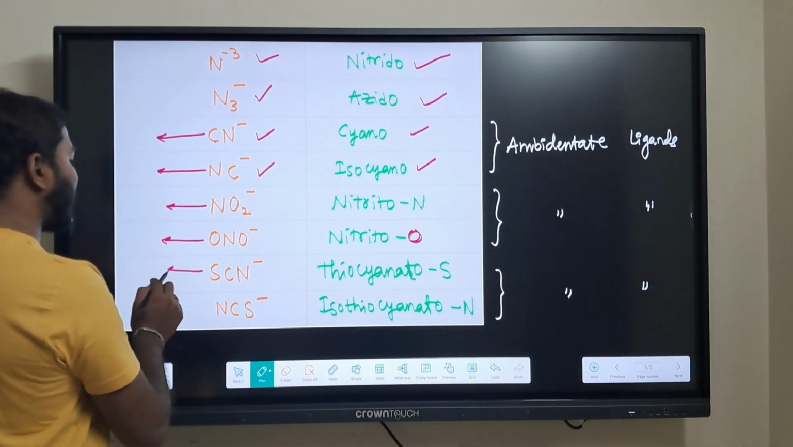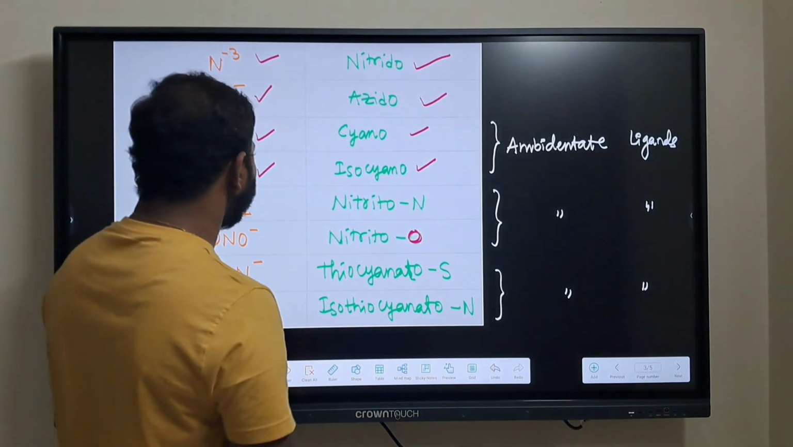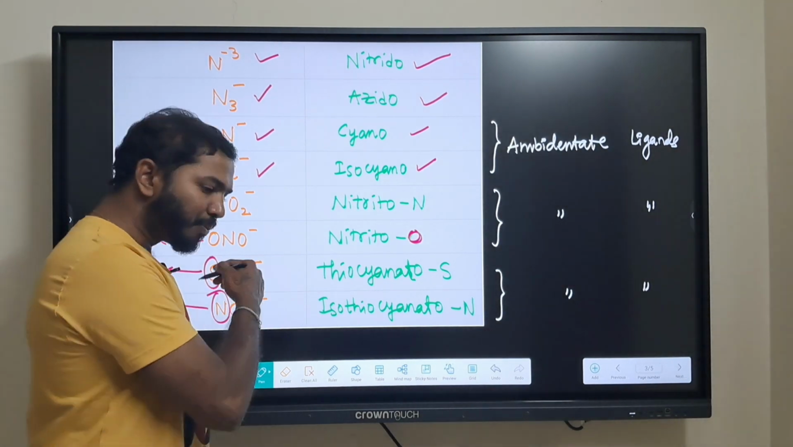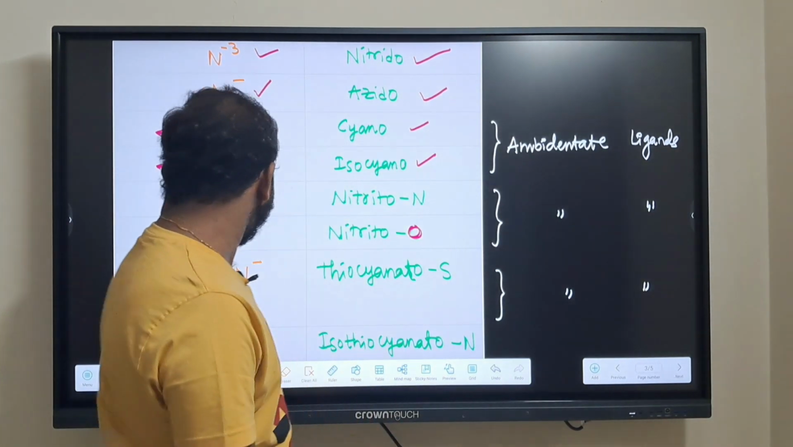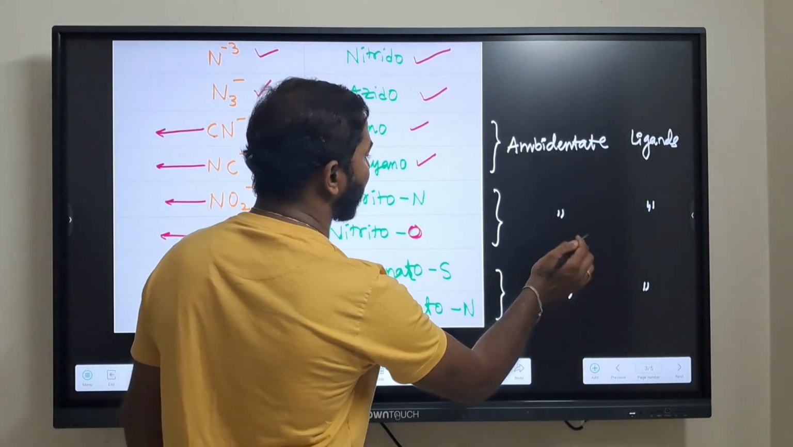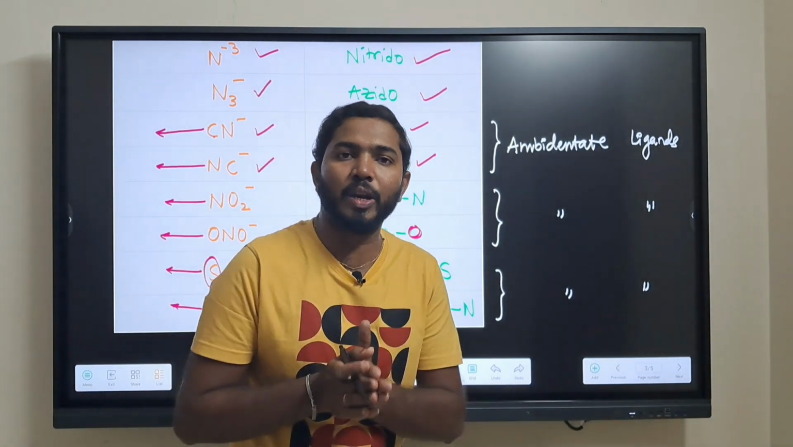And then SCN minus and NCS minus, their molecular formulas are the same, but the linkage is different. The atom which is linked to the central metal atom is going to be different. So such type of ligands are called ambidentate ligands. Hope you understood very well.